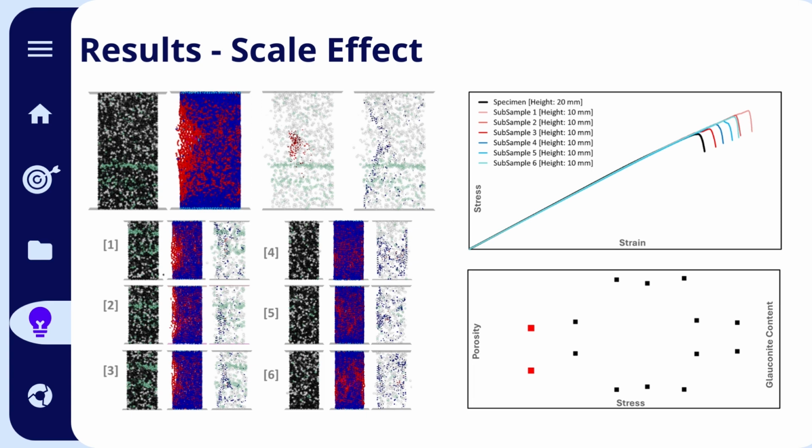On the right-hand side of the screen, you can see the results of the compressive test of seven samples. We have also provided visualizations next to each sample, where red represents shear failure and blue represents tensile failures. Additionally, we have included a chart that illustrates the relationship between the glauconite content, porosity, and the maximum compressive strength of the sample.